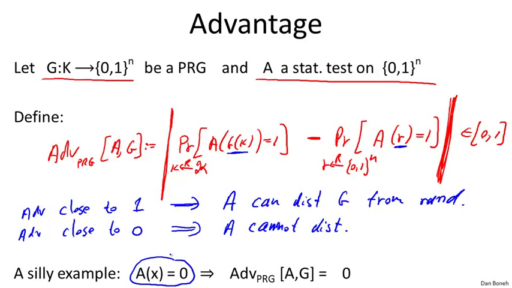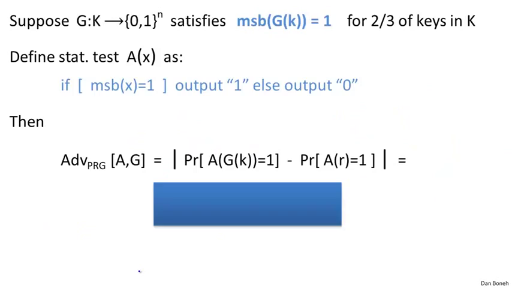If the statistical test always outputs 0, that means that when we give it pseudo-random input, it will never output 1. So the probability that it outputs 1 is 0. Similarly, when we give it truly random input, it still will never output 1. And so the probability that it outputs 1 is 0. And so 0 minus 0 is 0, so its advantage is 0. So basically, a statistical test that ignores its input is not able to distinguish truly random input from pseudo-random input, obviously. Now let's look at a more interesting example.